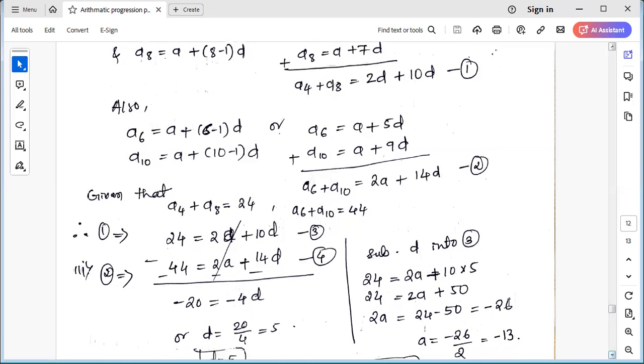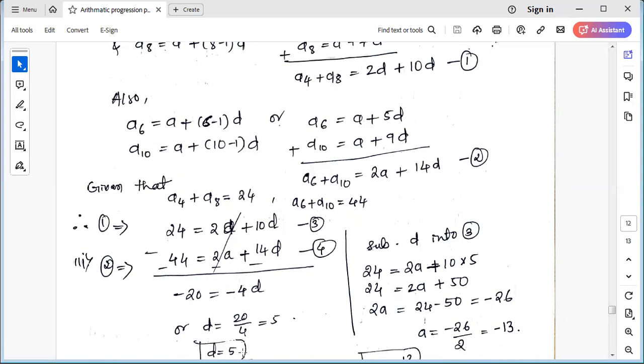That means we got the value of D, the common difference. Next, we will substitute this common difference D into equation 3. What is equation 3? It is 24 is equal to 2A plus 10D. Now we know the value of D, so it becomes 10 into 5. So 24 is equal to 2A plus 10 into 5, which is 50.